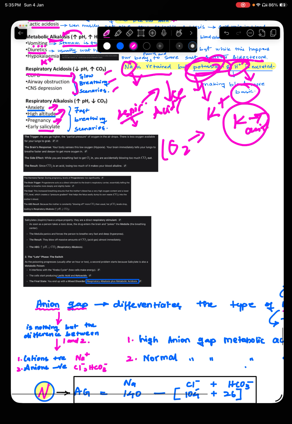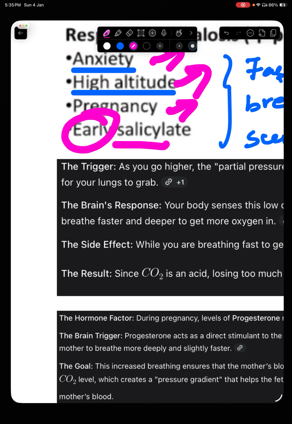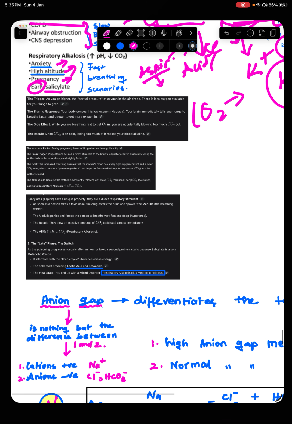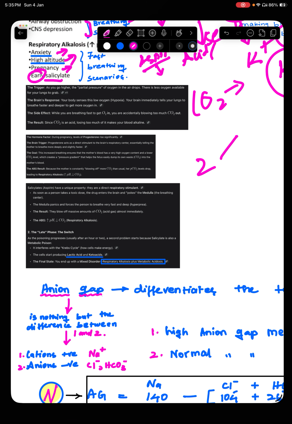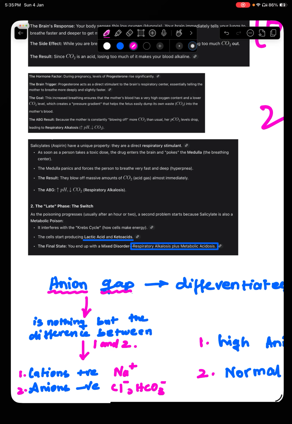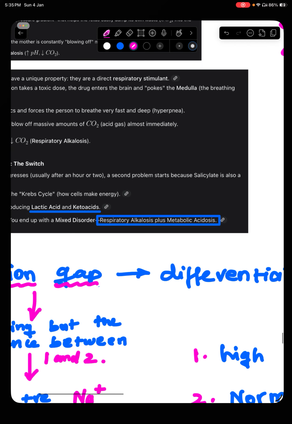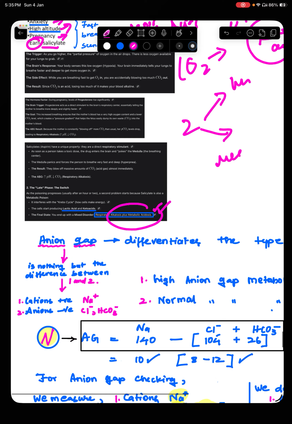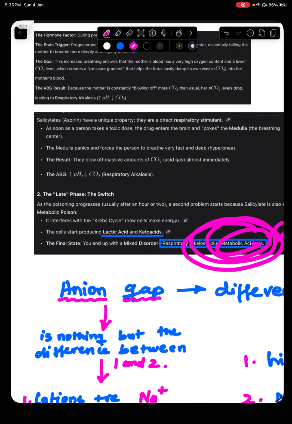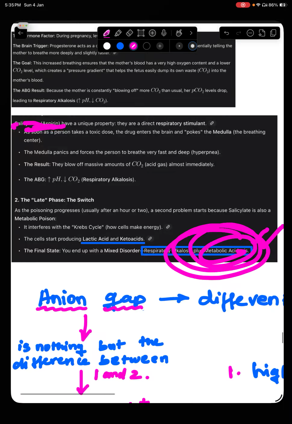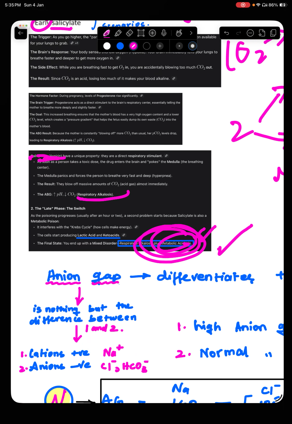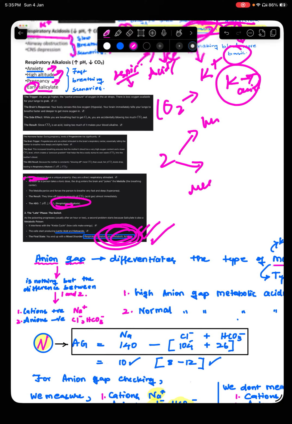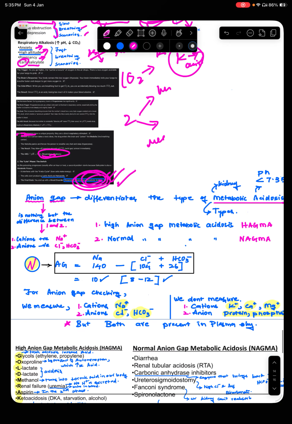Early salicylate, very importantly: this aspirin has two phases. In the early phase it acts as a hyperventilator, causing respiratory alkalosis. In the late, second phase, it causes metabolic acidosis. Totally different. This is a very severe condition.